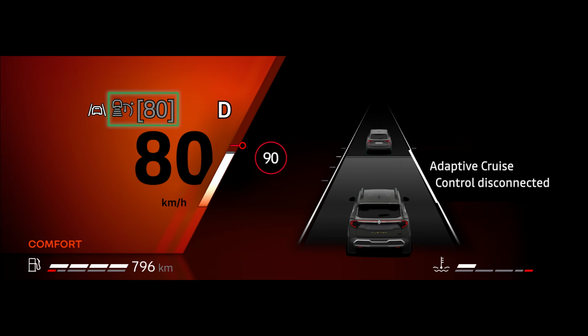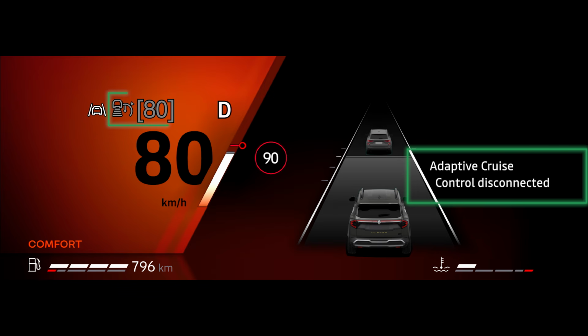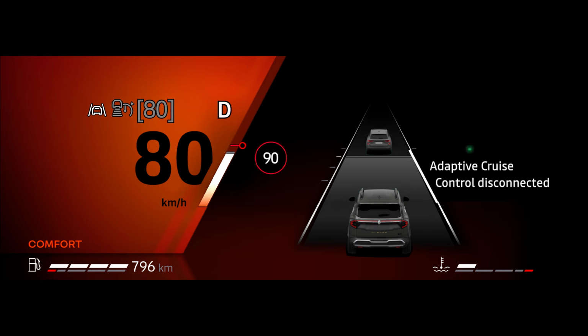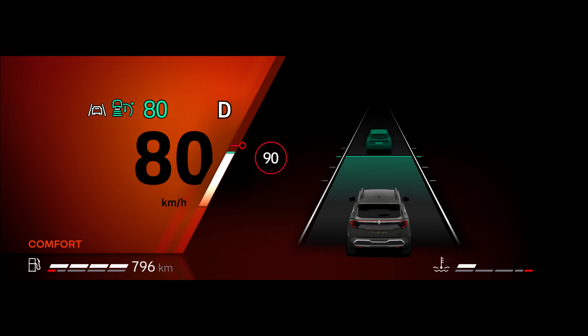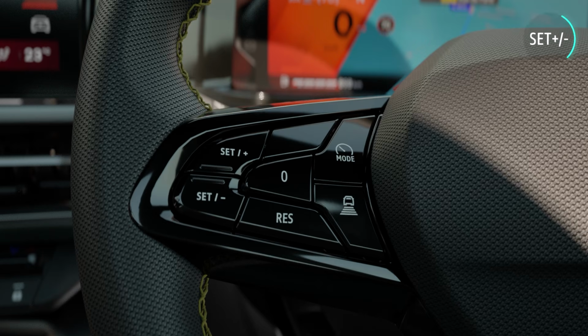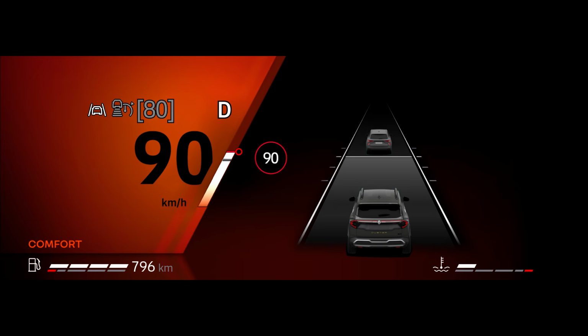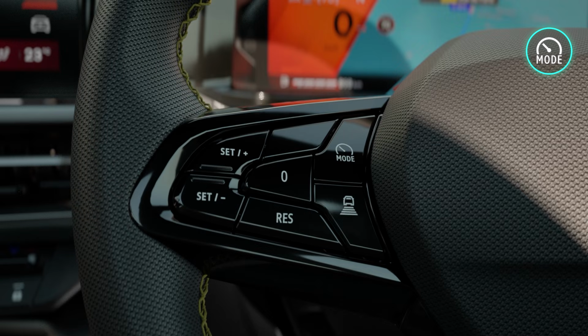The indicator light and the cruise speed appear in grey on the instrument panel, accompanied by the message Adaptive Cruise Control disconnected. Just press this switch to restart it. The last settings that were saved are then restored. Pressing this switch restarts cruise control and applies your current speed instead of the stored speed. Lastly, simply press the same switch to turn off the adaptive cruise control.